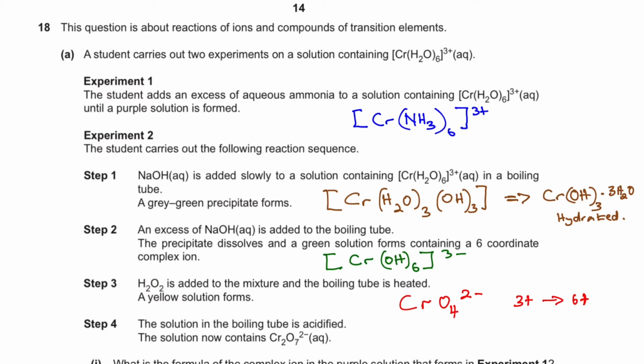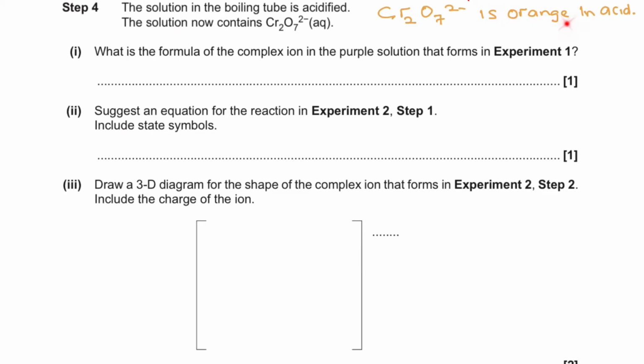Step 4. The solution in the boiling tube is acidified. The solution now contains Cr2O7 2 minus aqueous. So this is orange in acid.